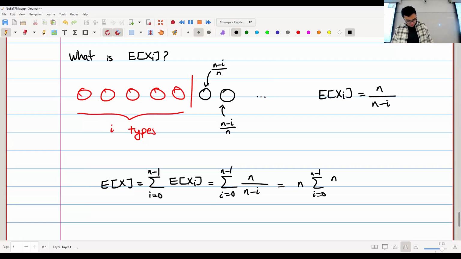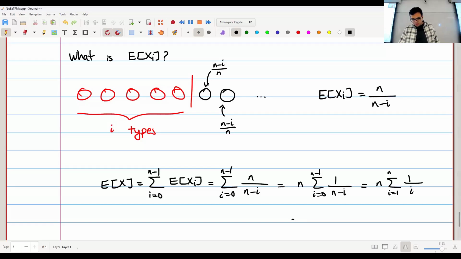of 1 over n minus i. So what is this? This is n times 1 plus 1 over 2, and so on. I can just write it this way. If you look at this n minus i, it goes from 1 to n, right? So it's n times the sum of i from 1 to n of 1 over i.